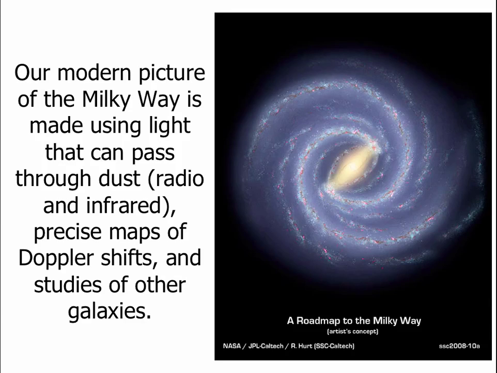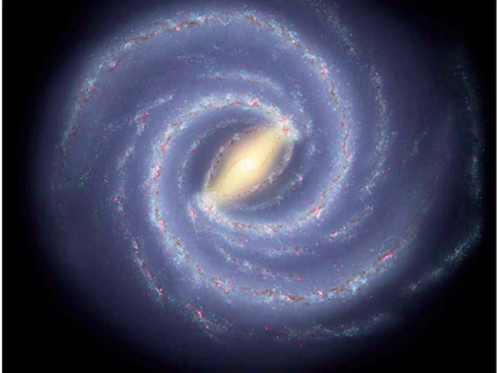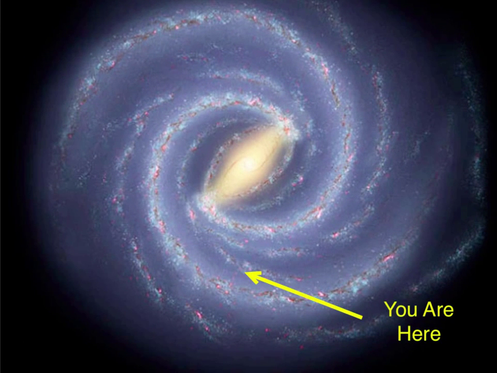Through many different pieces of information, using Doppler shifts, using all the parts of the electromagnetic spectrum, we've been able to map out our Milky Way galaxy. And here's a rough picture of what the Milky Way looks like. So from above, the Milky Way looks sort of like this.